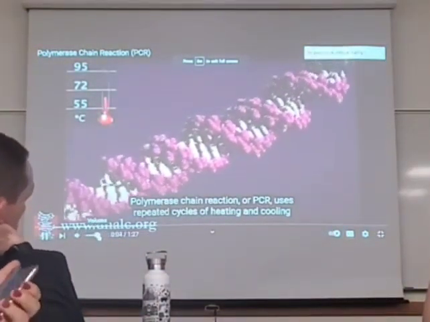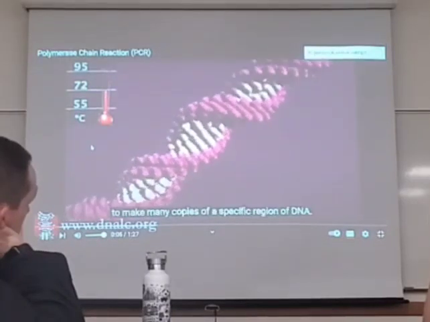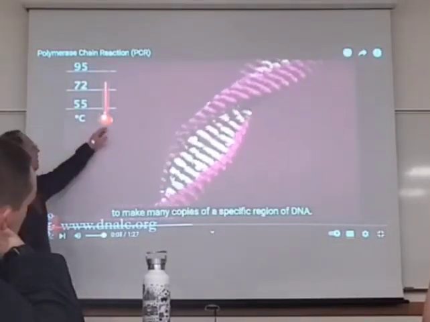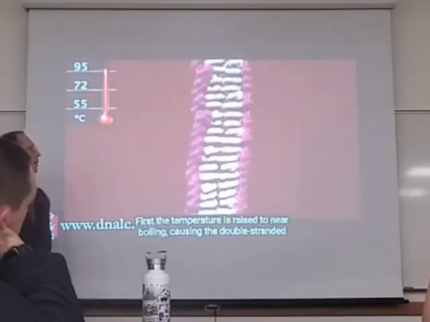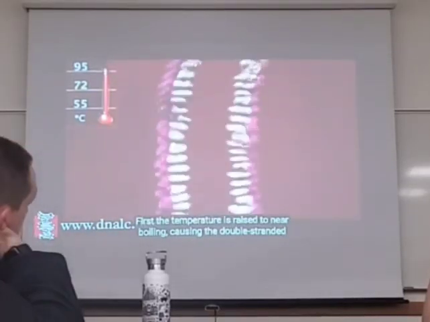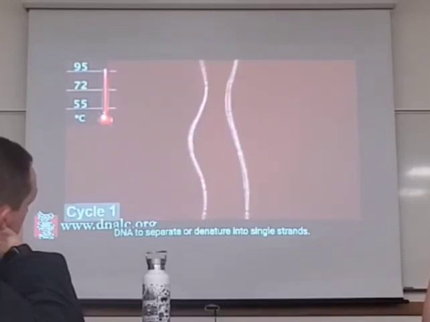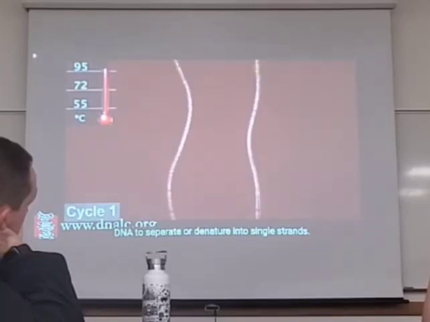PCR uses repeated cycles of heating and cooling to make many copies of a specific region of DNA. First, the temperature is raised to near boiling, causing the double-stranded DNA to separate, or denature, into single strands.